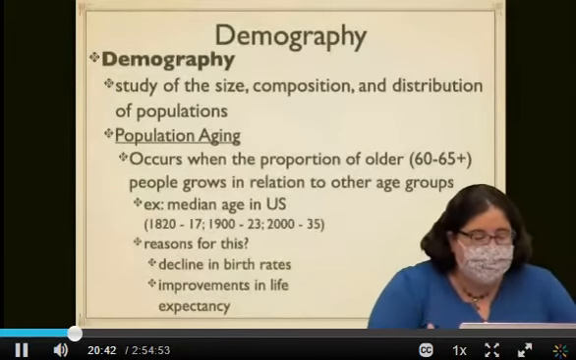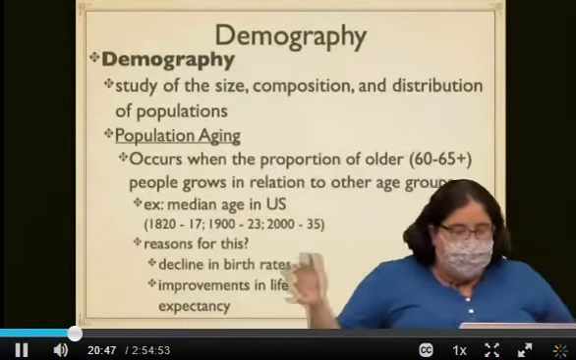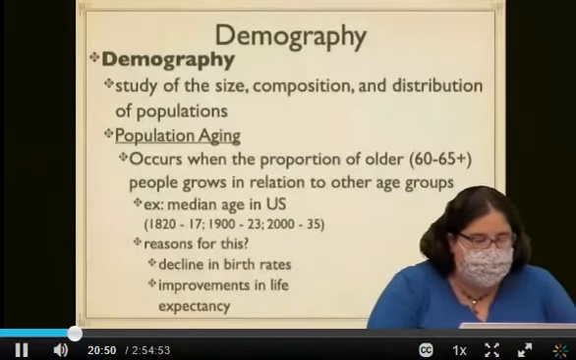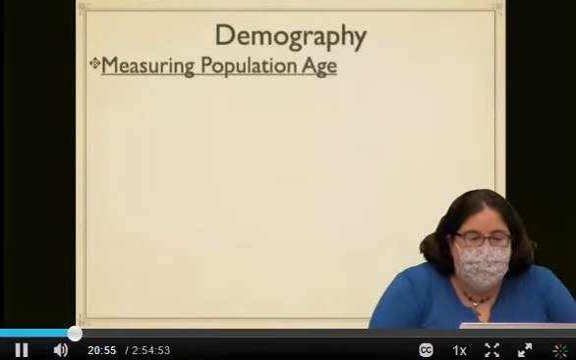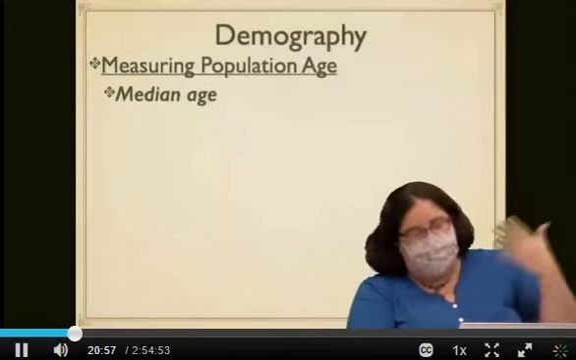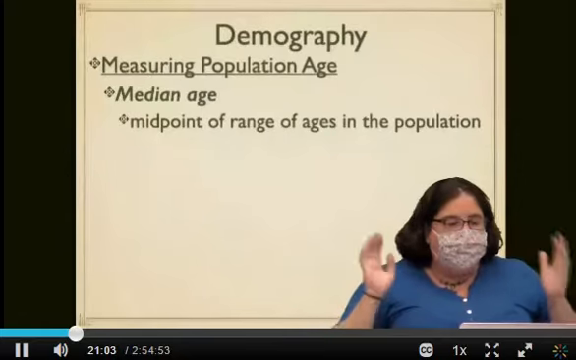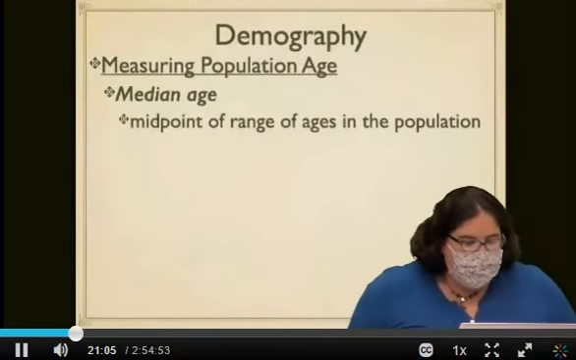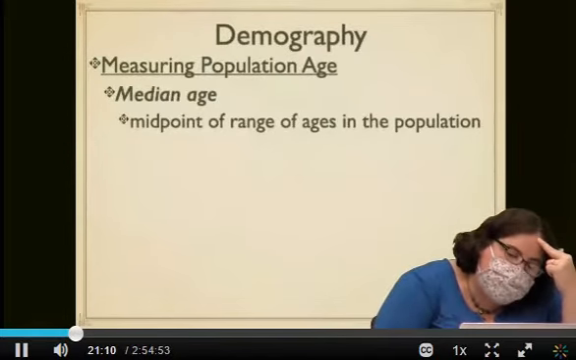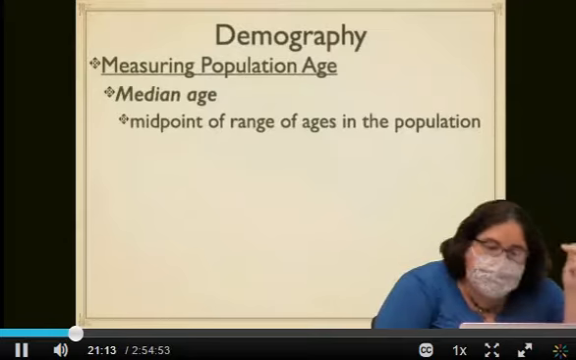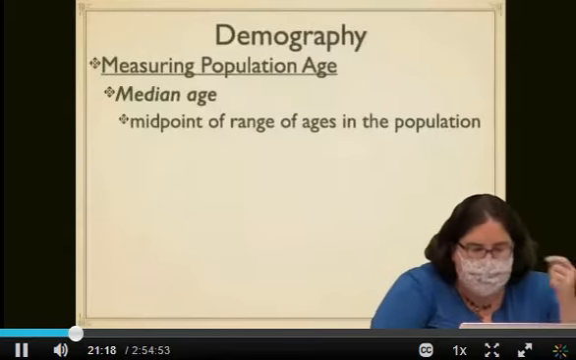So how do we measure a population's age? I mentioned the word median here. That's where you line everybody up, and the person in the middle is whatever their age is. That's the median age, which is, I guess, the most common way to measure age. It's the midpoint of the range of ages in the population. I said that in 2000 it was 35 in the U.S. I'm not sure what it is in 2021, but I can tell you in 2018 it was 37.